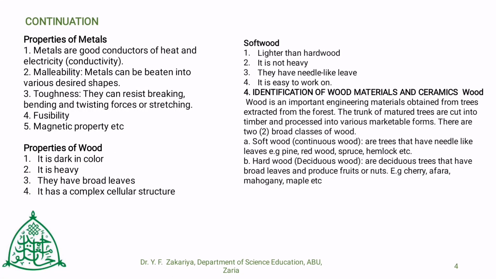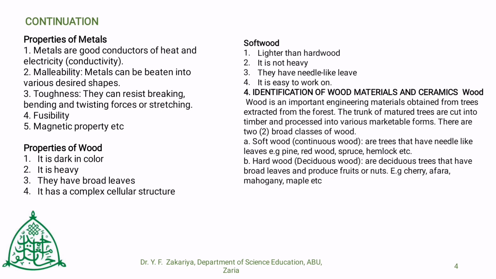Then we now move to properties of metals. Number 1, we said metals are good conductors of heat and electricity. Number 2, malleability, that is, metals can be heated into various desired shapes. Number 3, toughness, they can resist breaking, bending, and twisting forces or stretching. Number 4, fusibility. Number 5, magnetic property.